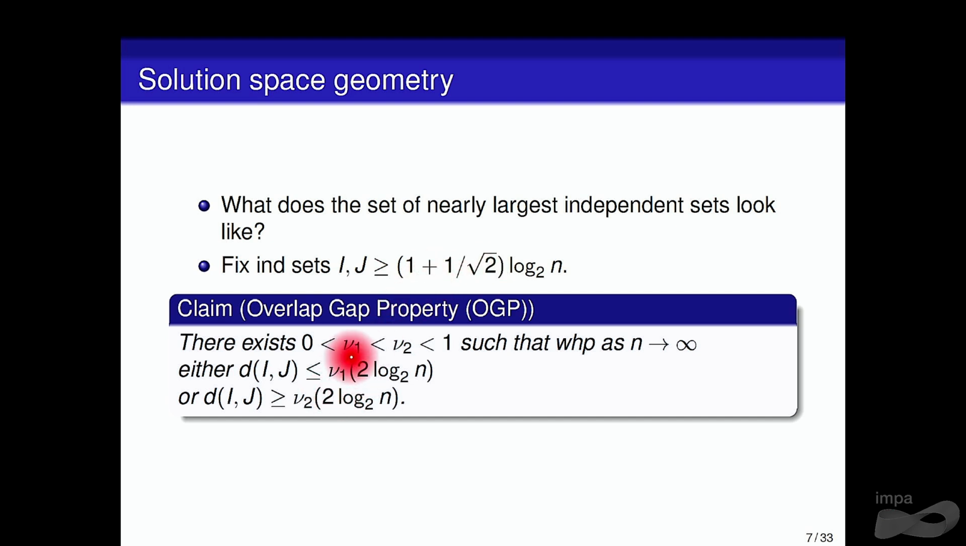There are 2 numbers, nu1 and nu2, such that the pairwise distance between any 2 such independent sets, multiplied by the optimal value 2 log n as a natural scaling, is either at most nu1 times the value of the largest, or at least nu2. So it's either small or large, so to speak. These numbers you can work out. They exist provided that the size of the independent sets is larger than this. There is evidence that this is not the case when the size is smaller, and that in that case the pairwise intersections span the entire interval between 0 and 1 upon normalization.